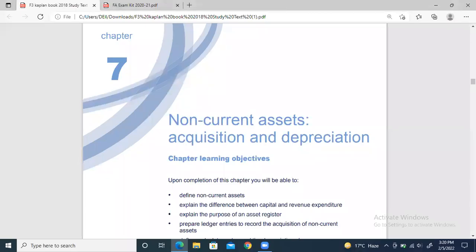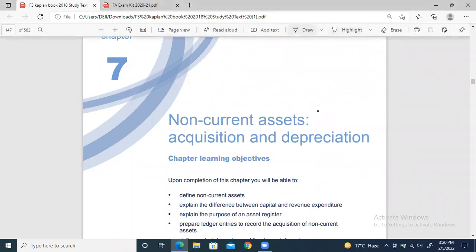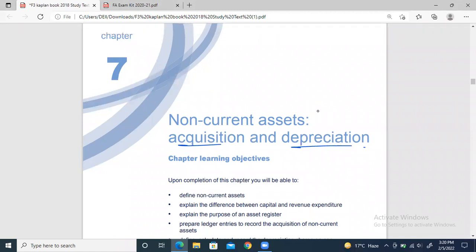So let's start this chapter 7. Again, this chapter's name is non-current asset acquisition and depreciation. Two things we are looking over here. First is acquisition, like how we are purchasing the non-current assets, and second is the depreciation, how we are depreciating them. Both things we'll discuss in very much detail so that we can easily do the questions of this topic.